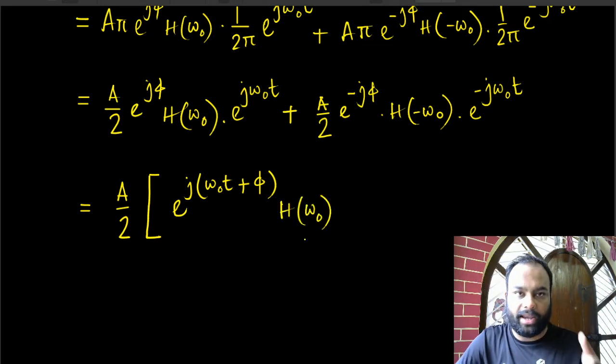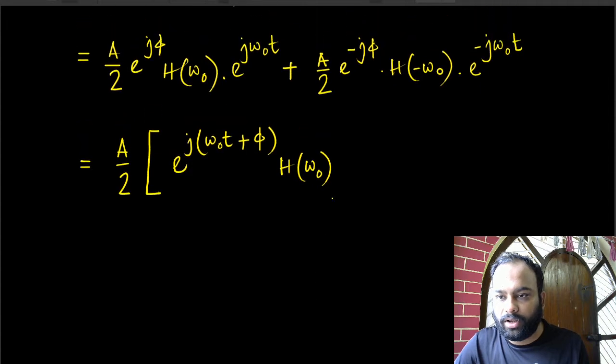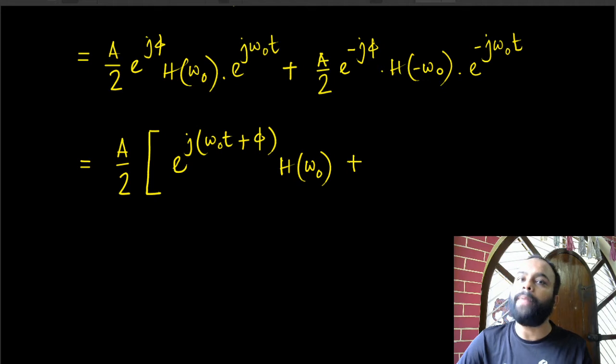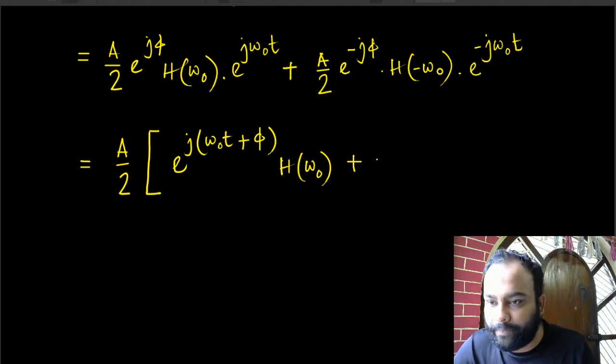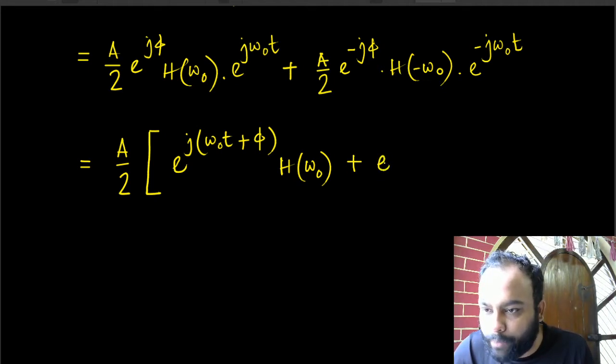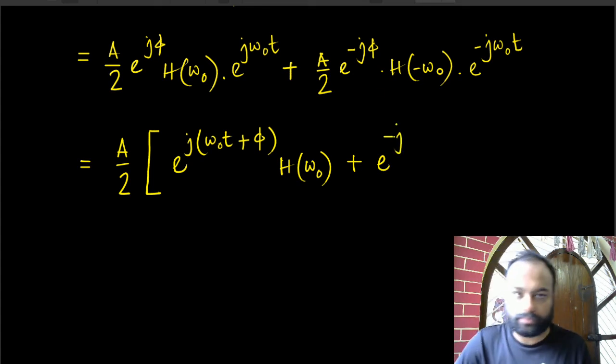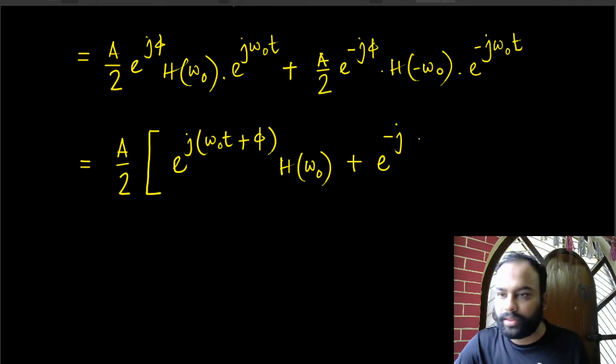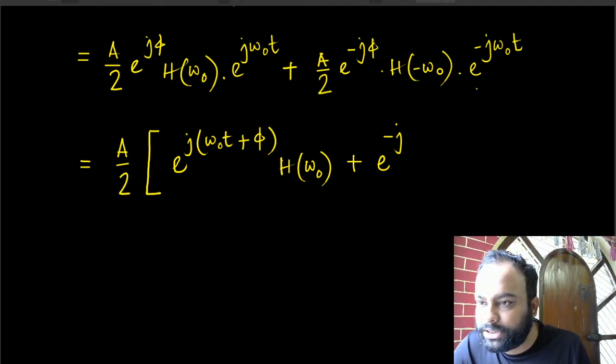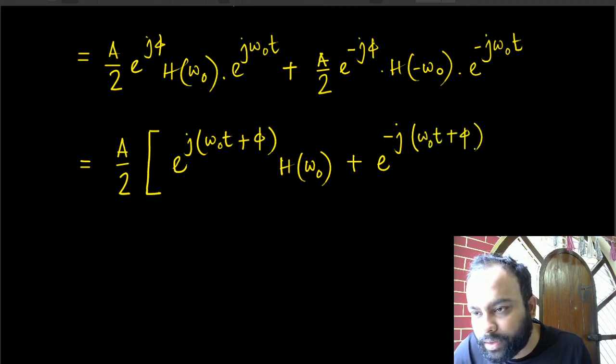So again, if you have any confusion, try to follow properly. If you think that I have written something wrong, I probably have written something wrong. Okay, so try pointing me out. And here I am taking minus j, this term minus j, and so I would have omega naught t plus phi, and then I would have h of minus omega naught.